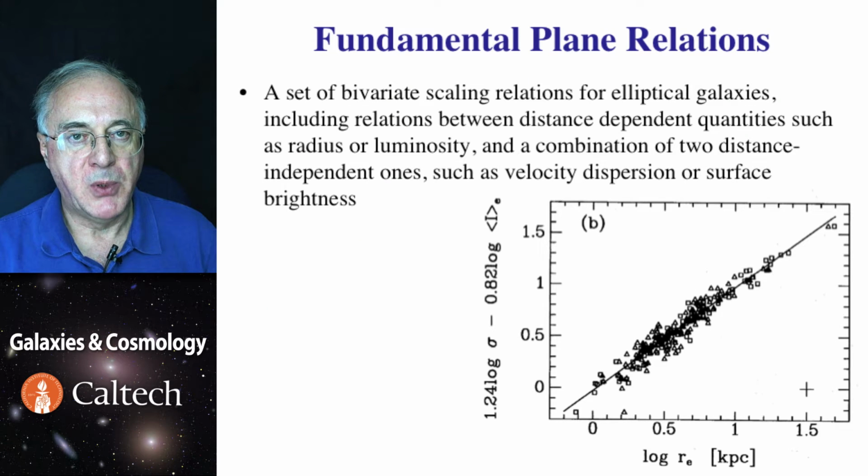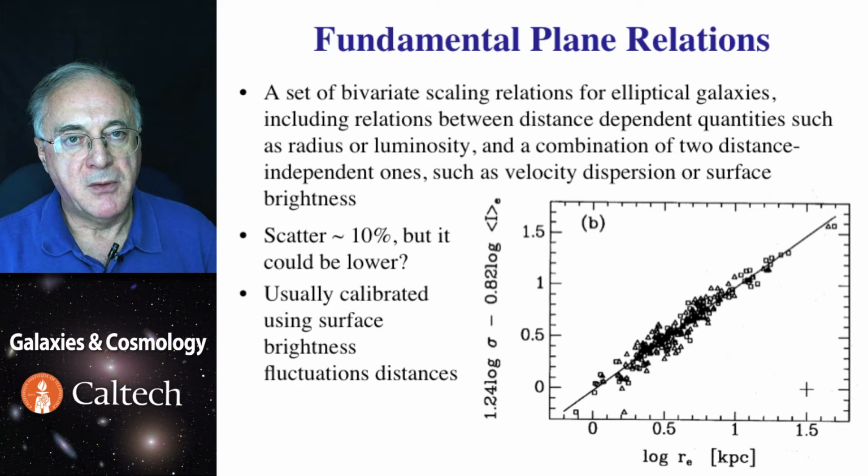The other important correlation is the so-called fundamental plane. This is actually a set of bivariate correlations which connect one property of elliptical galaxies with a combination of 2 others. But it's usually shown in this form, where a distance-dependent quantity, radius determined in a certain consistent fashion, is correlated against a combination of velocity dispersion, which again is the Doppler broadening of spectroscopic lines in the galaxy spectrum, and its mean surface brightness, not depending on the distance, at least in Euclidean space.